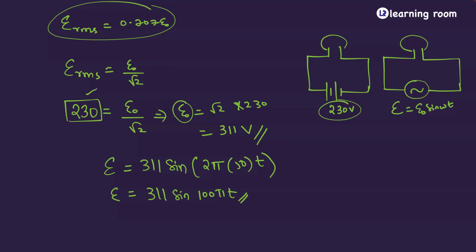Whatever DC voltage you're connecting to produce that amount of brightness in that device. It's not about the bulb alone. It can be a fan or something.